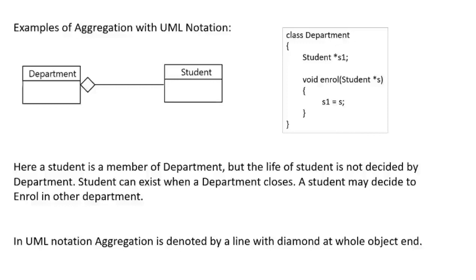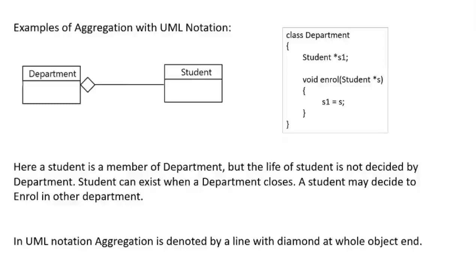Let us take a few examples of aggregation with UML notation. The first example is a department and the student as a member of the department. This is an example of aggregation because here a student is a member of a department, but the life of the student is not decided by the department anymore. A student can exist when the department closes. A student may decide to enroll in other departments also, but a student exists in one department at a time. A student does not exist in two departments simultaneously.